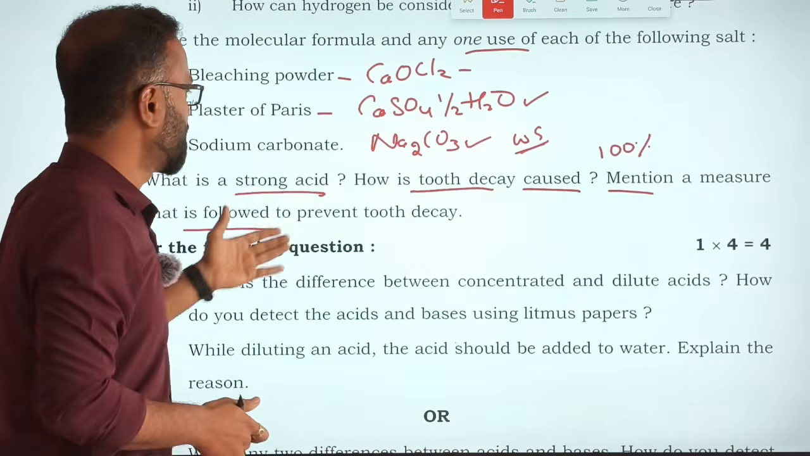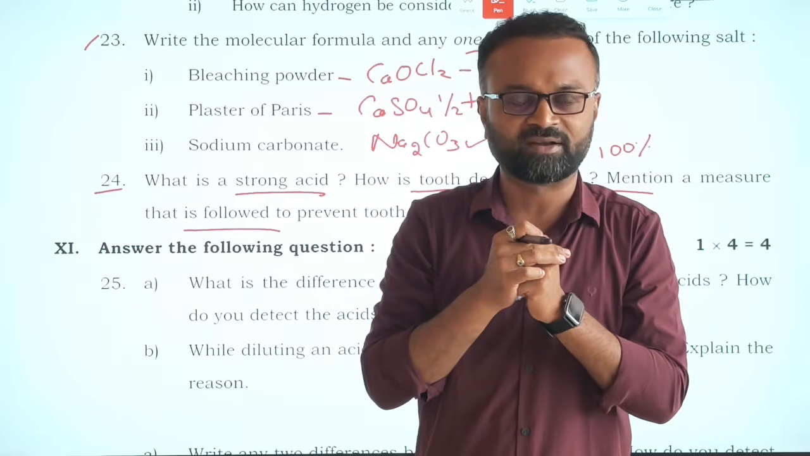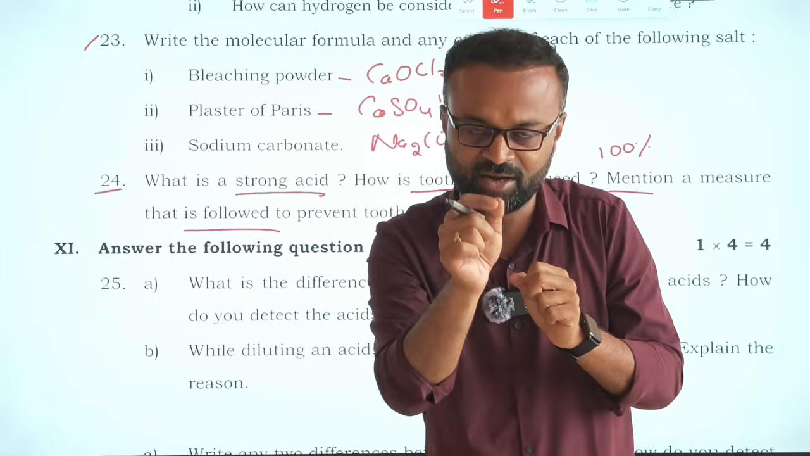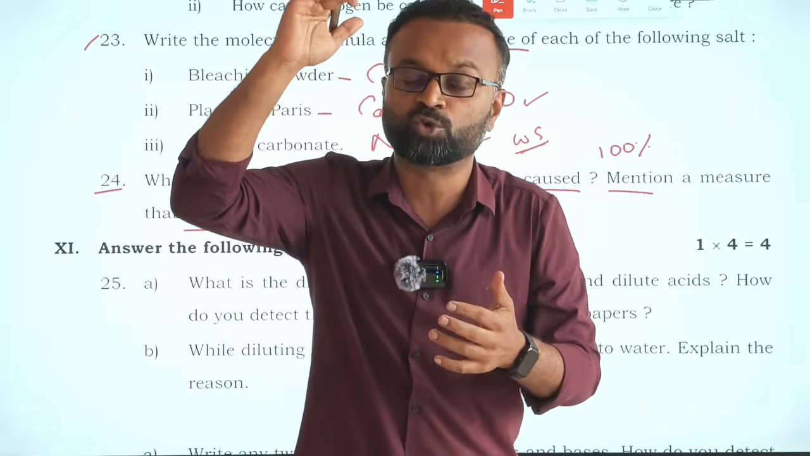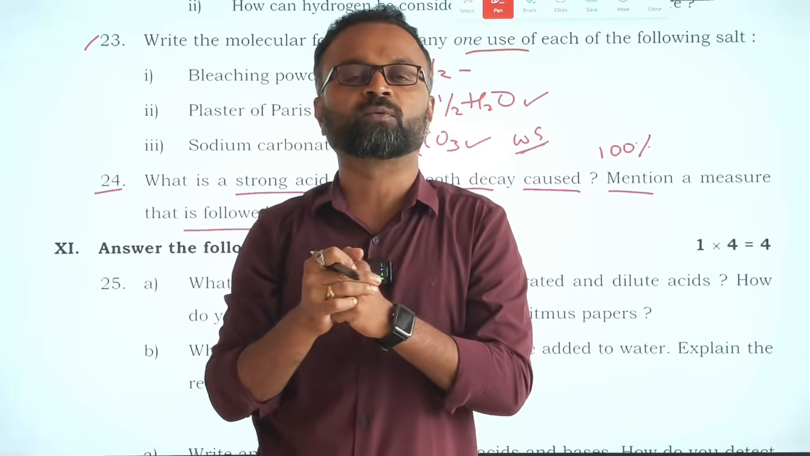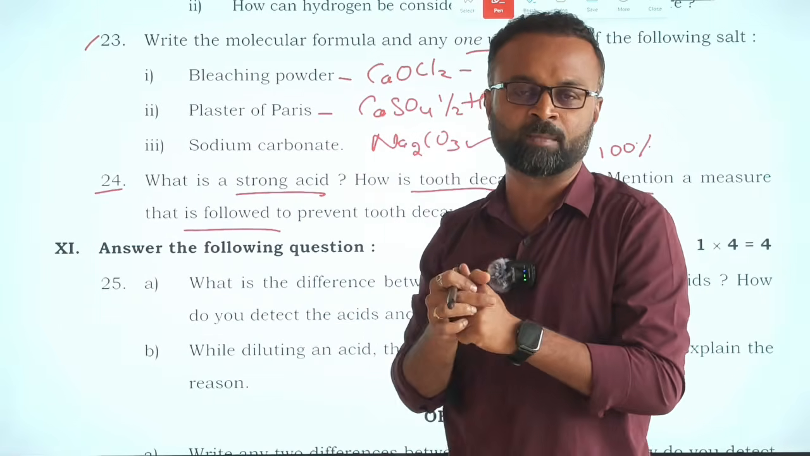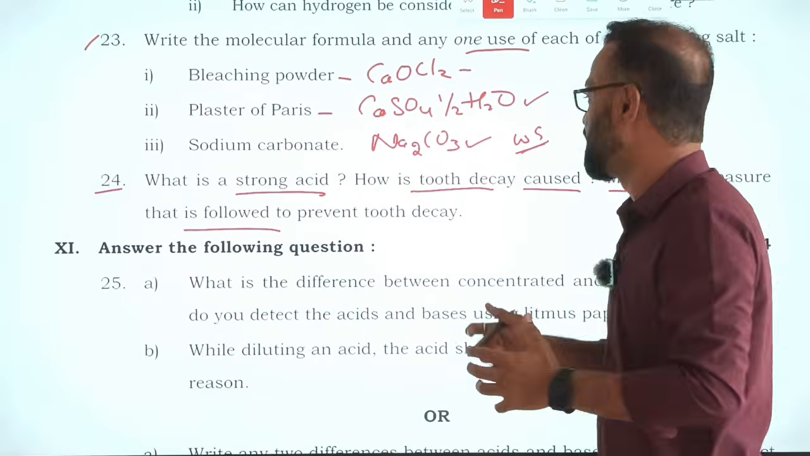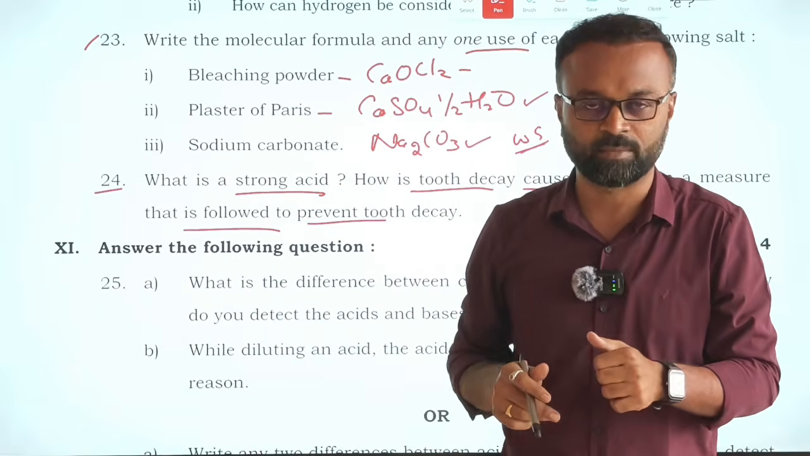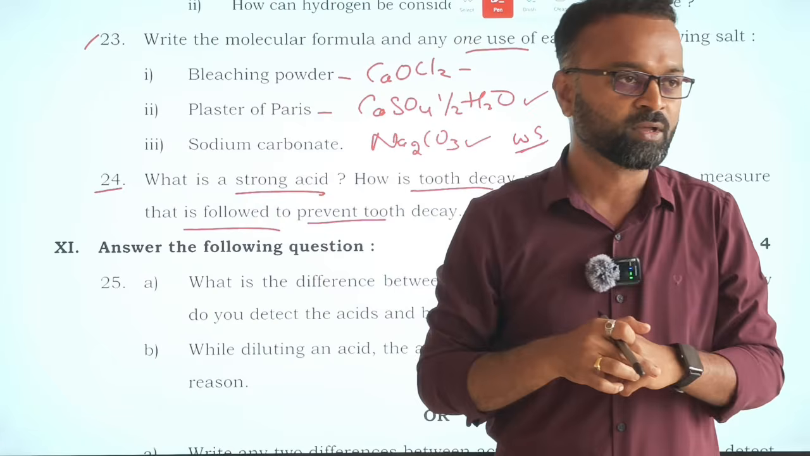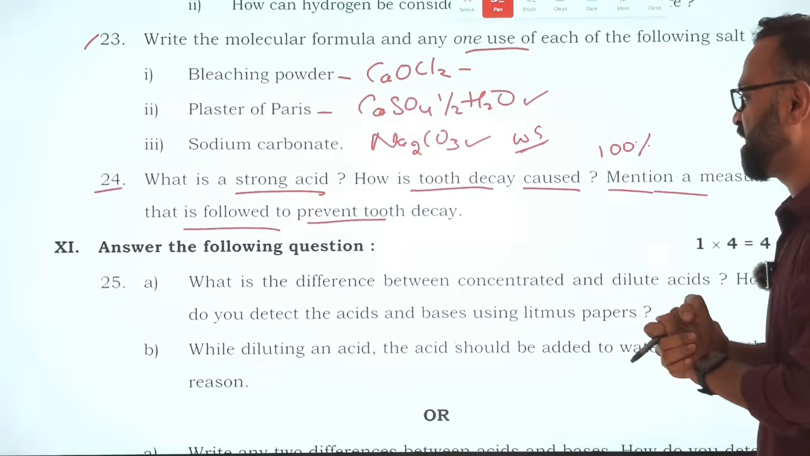Then how is tooth decay caused? When leftover food is present between the teeth, certain bacteria present in the mouth degrade that food and produce acid, which lowers the pH value below 5.5, and that acid starts corroding the tooth enamel. That's how tooth decay is caused. And how to prevent it? By using a basic toothpaste and brushing the teeth 2 times a day. We can write a very general question and answer.